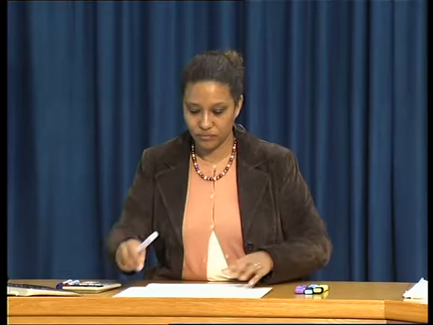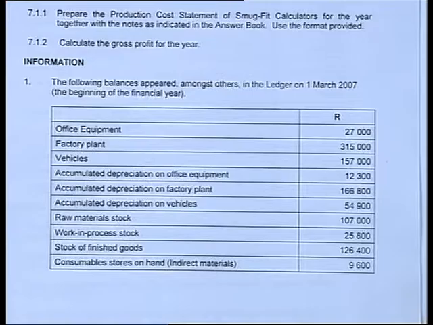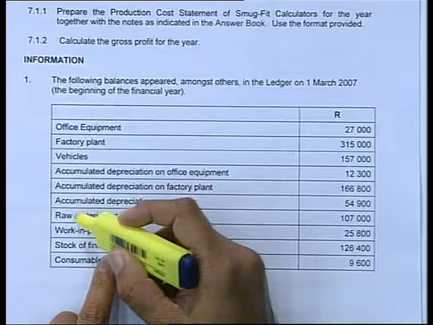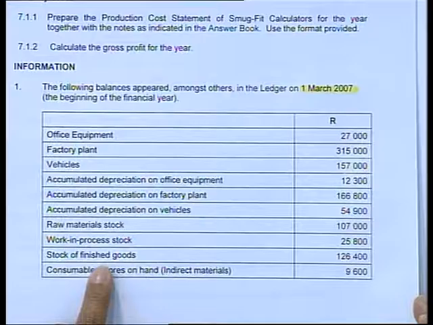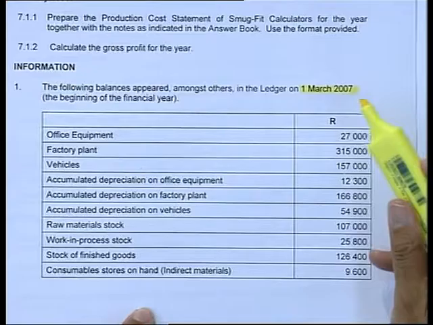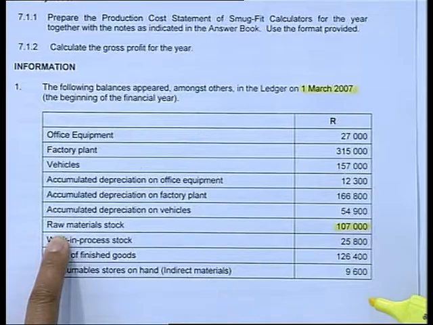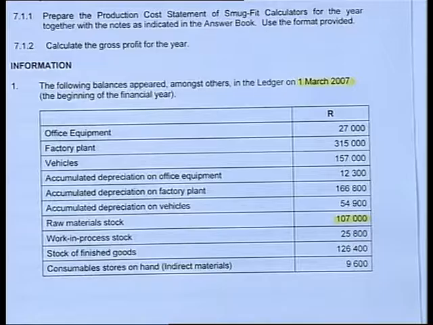Now, remember in accounting, you're always trying to find information and the information's all over the show. So firstly, you have to know what you're looking for. Then secondly, you have to find it. So now that we know what we're looking for, raw material stock. And here I have my opening balances on the 1st of March, the beginning of the financial year. I'm on page 52. Okay, there I have my opening balances. And there they say raw material stock, 107,000. So opposite opening stock, I'm going to write in 107,000. That's my opening stock.